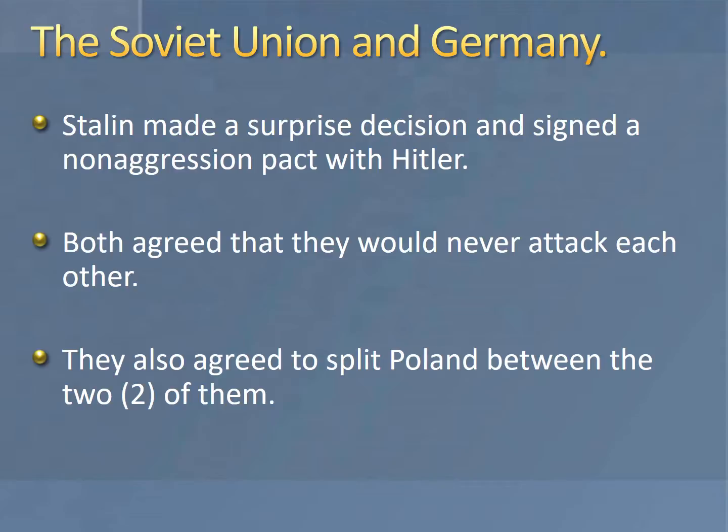I guess kind of lucky in a way for Hitler, but Stalin makes a surprise decision and signs a non-aggression pact with Hitler. So what a non-aggression pact is, they both agree that they would never attack each other, that they would never go to war against each other. And they also agreed to split Poland between the two of them. So Germany and the Soviet Union, that war thing, no big deal, don't worry about it. They're going to work together now.